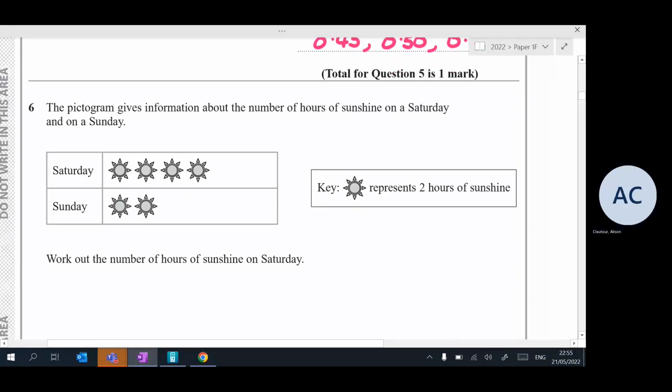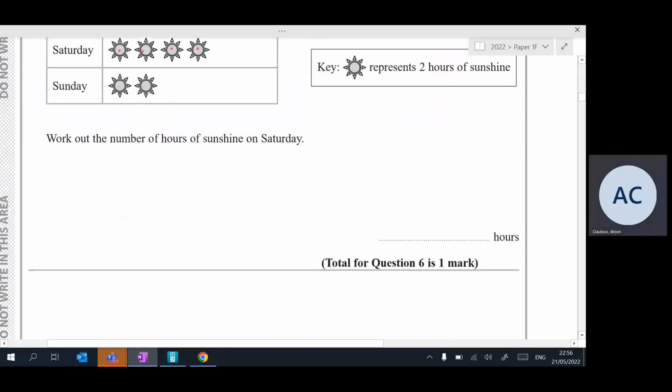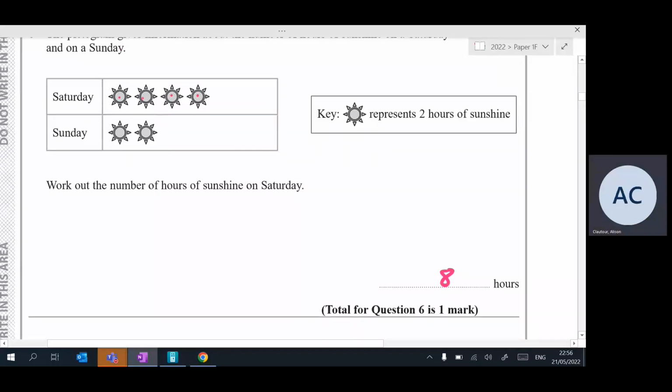Pictogram. So numbers of hours sunshine on a Saturday and Sunday. So 2 hours of sunshine for every sun. So on Saturday, I've got 2, 4, 6, 8. Okay, because I've got 4 suns.